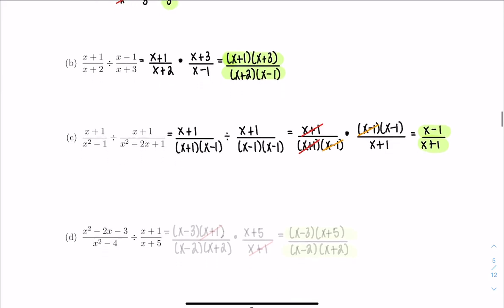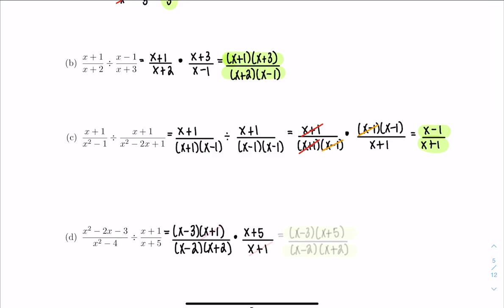And for the last one, we want to approach this one very similarly to the one previous. Let's go ahead and factor the tops and bottoms. So the first one can factor as x minus 3 and x plus 1. And then on the bottom, that's again a difference of squares. So that's going to factor as x minus 2 and x plus 2. We can't really factor or simplify the second one, so I'm going to go straight to keep, change, flip. So we're going to change that division to multiplication and flip the second fraction.